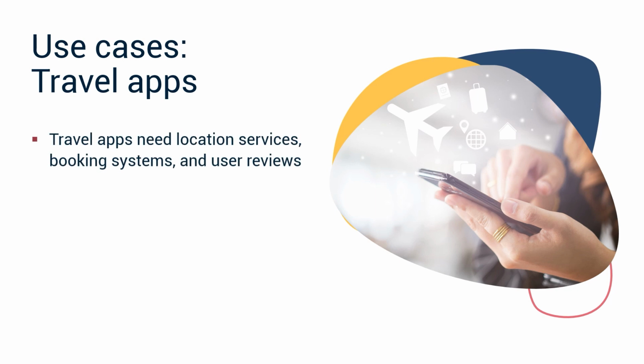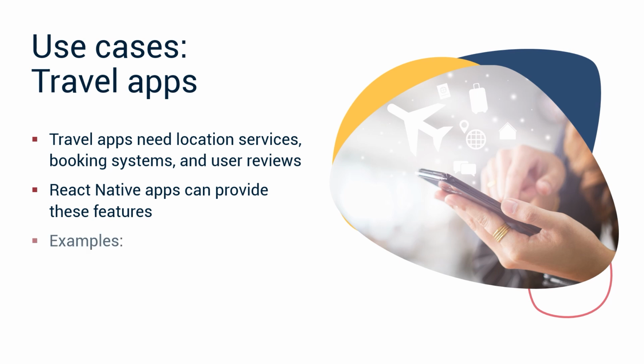Location services, booking systems, and user reviews are all things that travel apps need to have. Because React Native has a rich environment, it's easy for developers to add these features. React Native is used by apps like Airbnb and Uber Eats because it works well on multiple platforms.